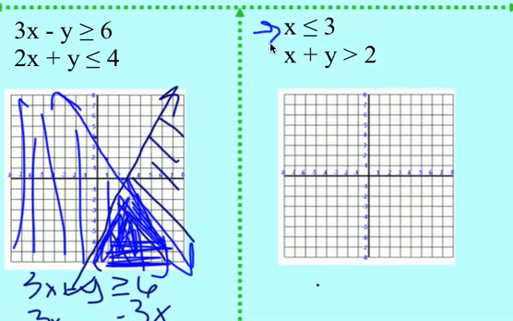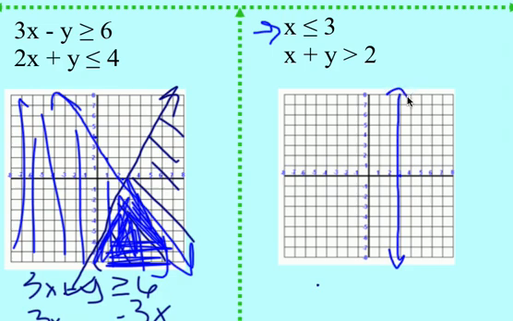Now let's take a look at number 4. First, this x is less than or equal to 3. If you ever have an x in an equation and there is no y, that means you're going to have a vertical line. So to graph that vertical line, you're going to find 3 on the x-axis, and through that you're going to draw a vertical line. Now it's going to be a solid line because there's a solid line underneath the inequality.